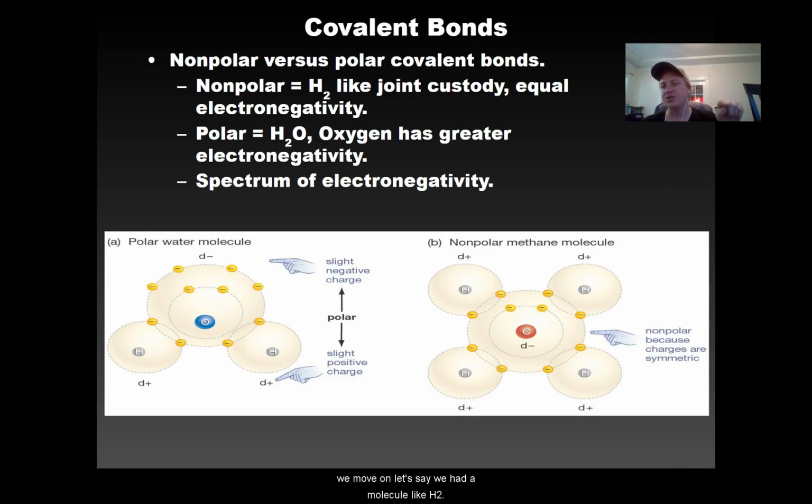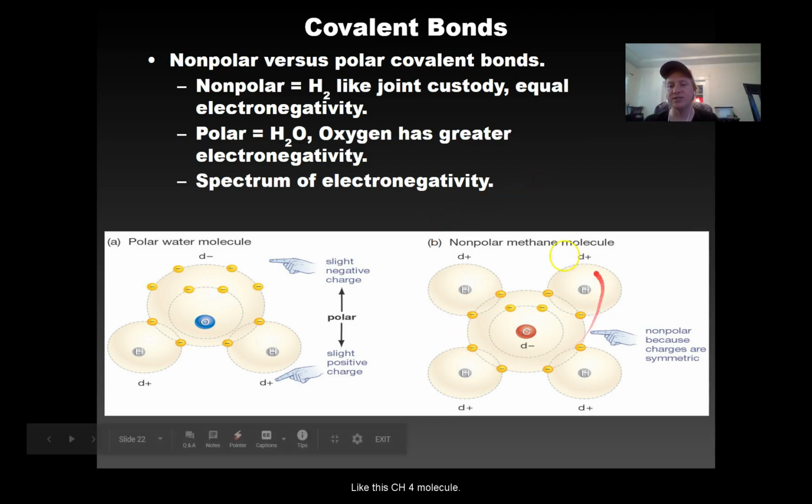let's say we had a molecule like H2, right? Or O2 even. Diatomic oxygen. What's the difference in electronegativity between oxygen and oxygen? There isn't one, right? And so O2 is not going to be polar. It's going to be covalent, but it's not going to be polar because, again, neither one of those atoms is more electronegative. So you have two options for a nonpolar covalent bond. You either have the same amount of electronegativity or you have symmetry, like this CH4 molecule.